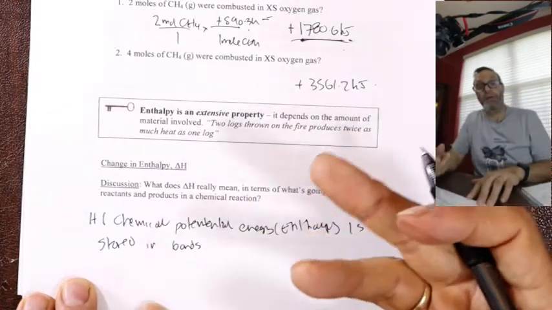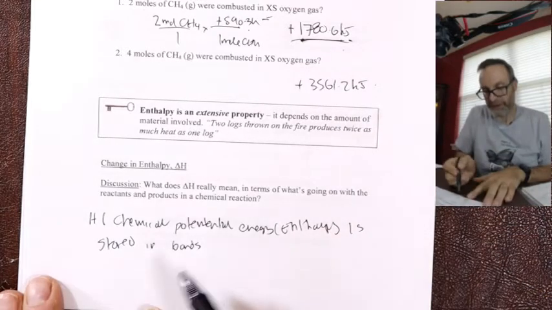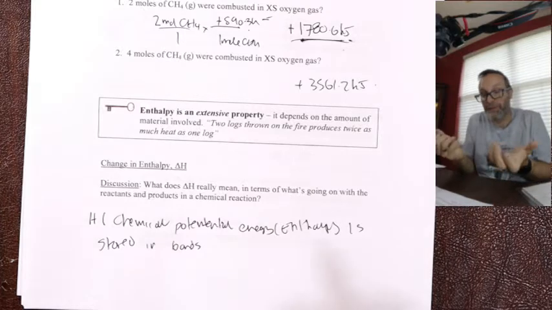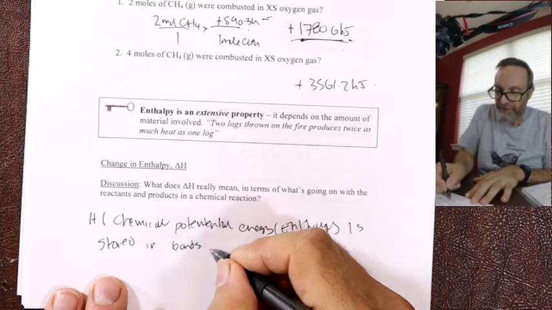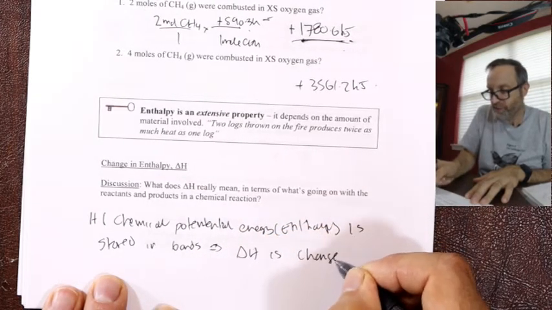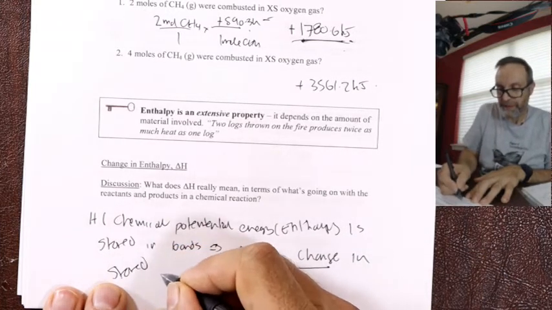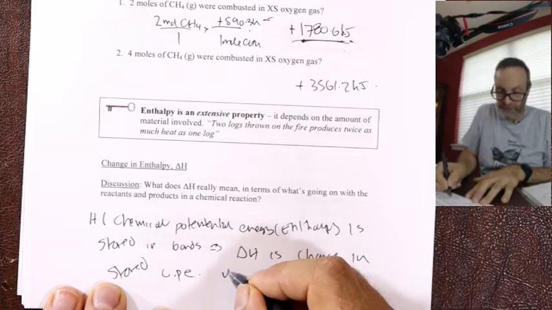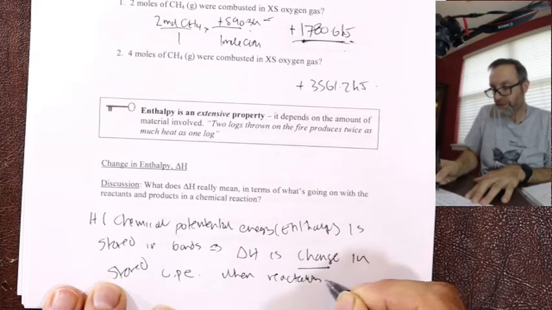So every molecule has bonds. Every compound has bonds. Every element has bonds. Bigger scale things. So there's a force holding atoms together. It's potential energy, it's holding them together. So therefore, delta H is the change in stored energy, chemical potential energy, when reactants turn into products.